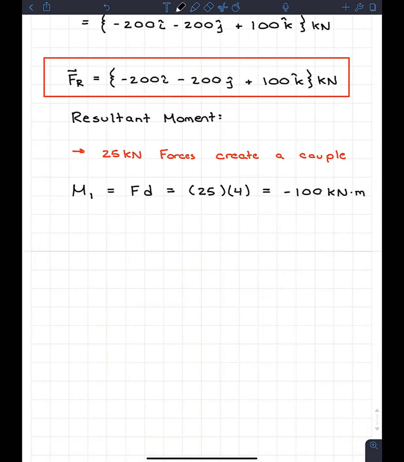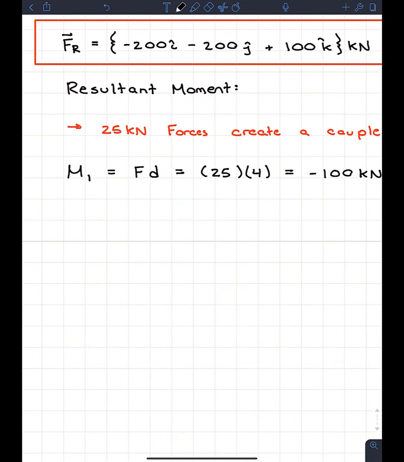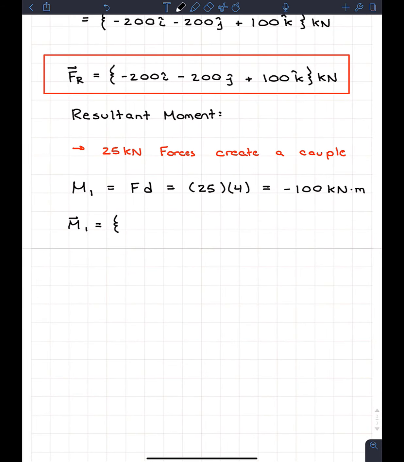Now, here's another problem that we have. We have this moment as a scalar, which is fine. But when we're going to add it to the other moments, we have to remember that we're going to need it in Cartesian vector notation. So now we know that M1, we can actually find it as a Cartesian vector. But we just have to figure out, okay, well, we have a negative 100 kilonewton meters. What axis does that act around?